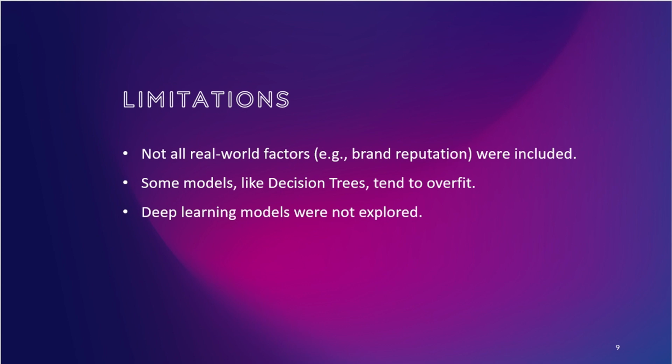Second, some models, particularly decision trees, tend to overfit the data. Overfitting means the model becomes too specific to the training data and doesn't perform well on new data. Finally, we didn't explore deep learning models, which are often used for more complex tasks. These models might have led to even better predictions, but they were outside the scope of this project.